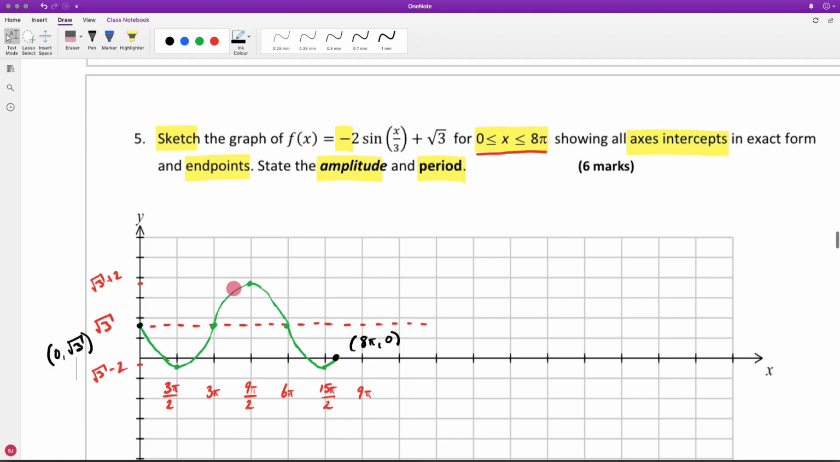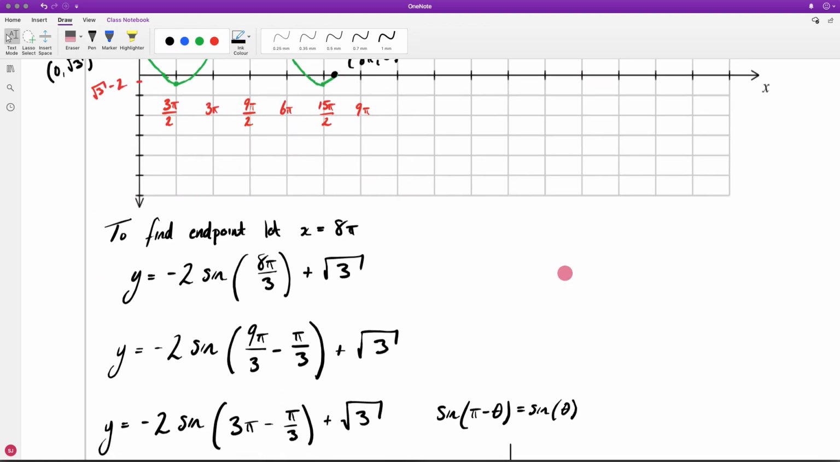Are we done? We are not done. We still need to find our axes intercepts. Axes, because it was talking about the x and the y, so you had to label your y as well. The English language, it's a marvelous thing.